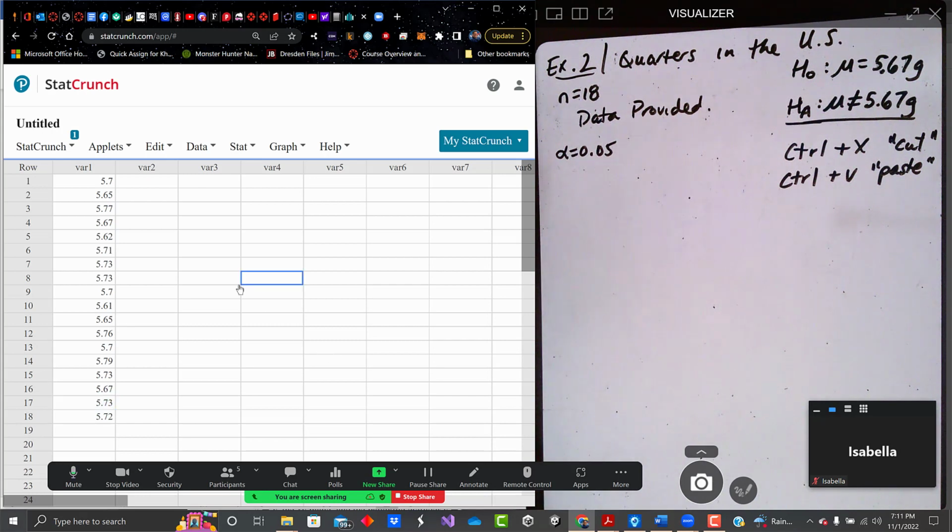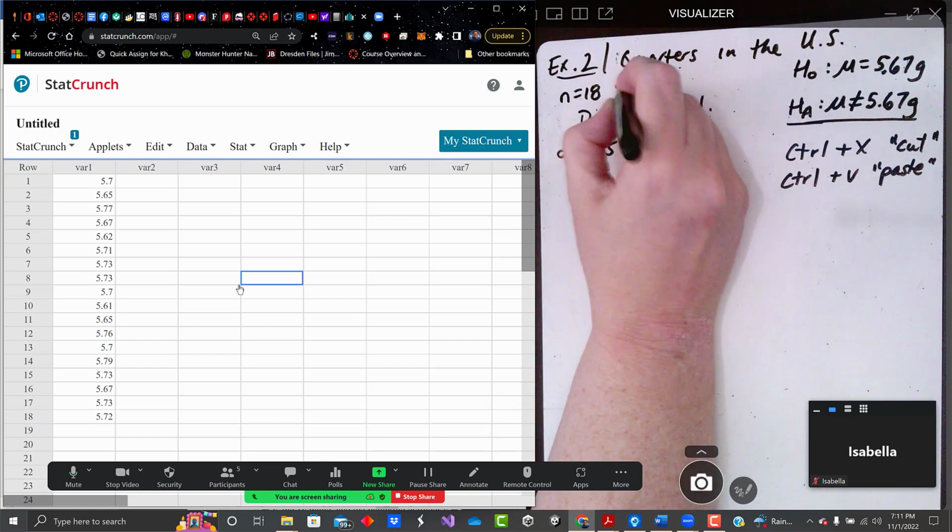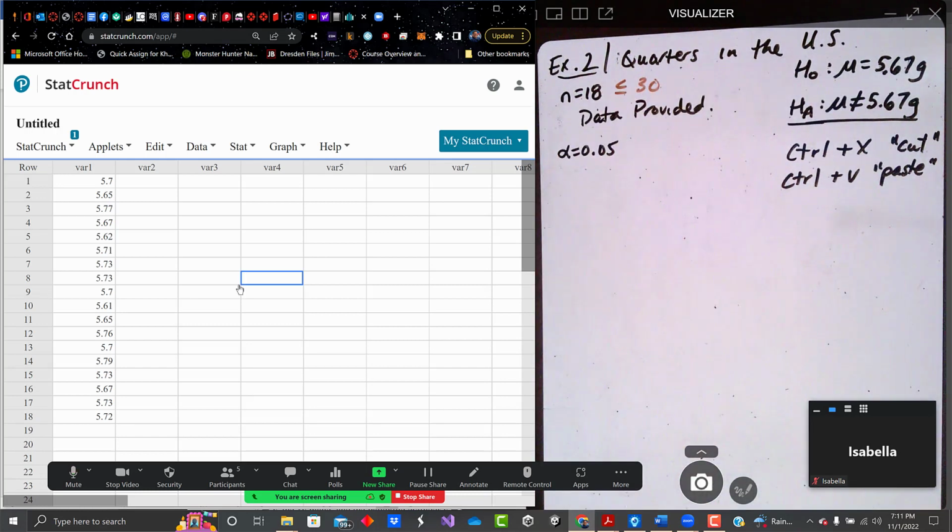All right, I got my 18 numbers in there, and I didn't hand type them, so I'm less likely to have messed them up. Always a good thing. Now, n is 18, so this is not less than or equal to 30. And the problem didn't say that it was normally distributed.